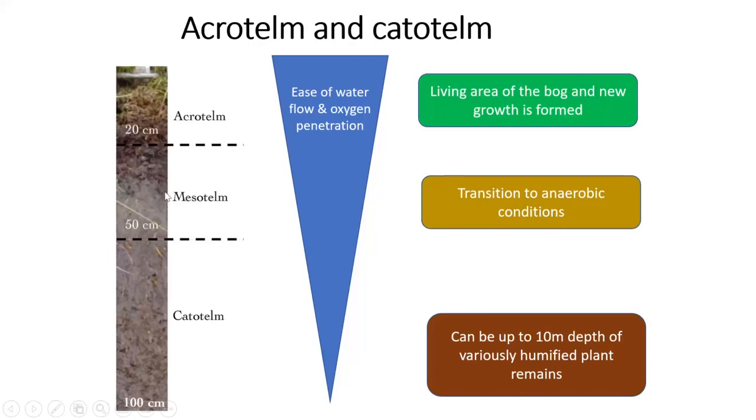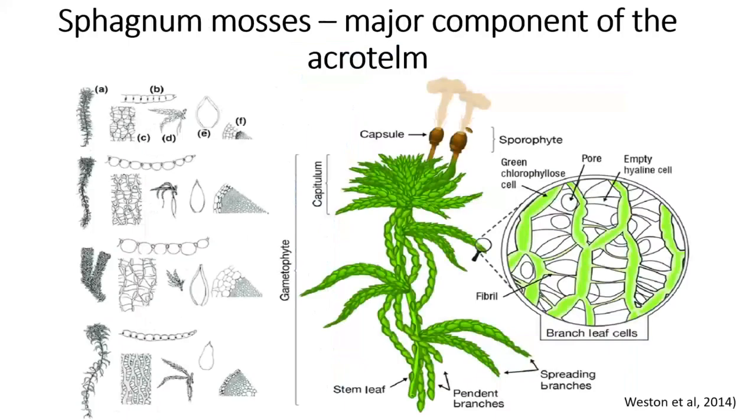So in time, your mesotelm and your catotelm, these are where very limited amounts of decomposition take place. And this is where year after year after year, more and more material builds up. So your bog continues to sequester organic material, and when you sequester organic material, you're also sequestering carbon. And sphagnum mosses are the main component of that acrotelm, so they're a key indicator species. And this lovely diagram shows you what they look like.